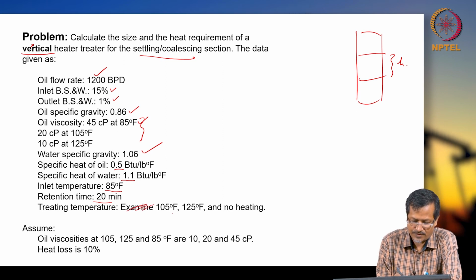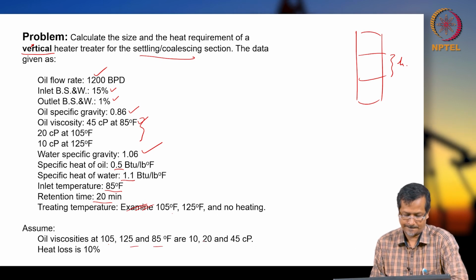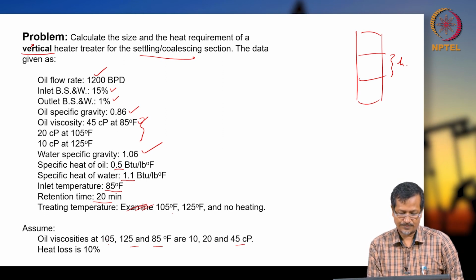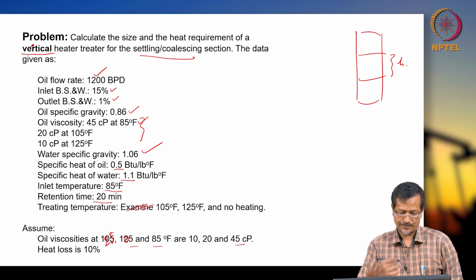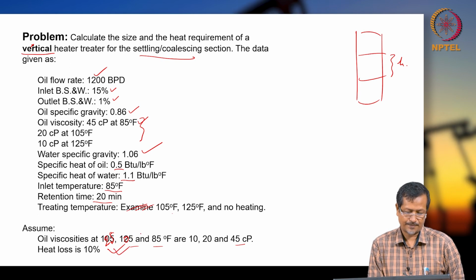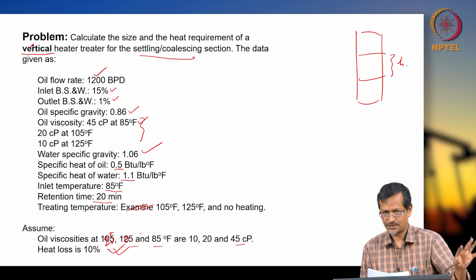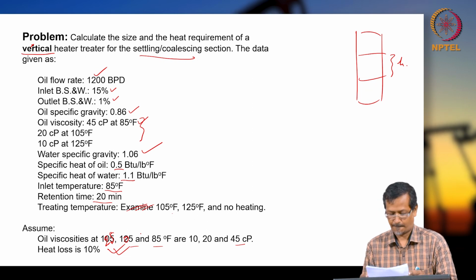Assume oil viscosity for 85, 105 and 125 degrees; at higher temperature the viscosity will be lower. Heat loss we are assuming as 10%. The same procedure as for the horizontal separator should be followed, but the formula is different, so please don't mix up the formula.